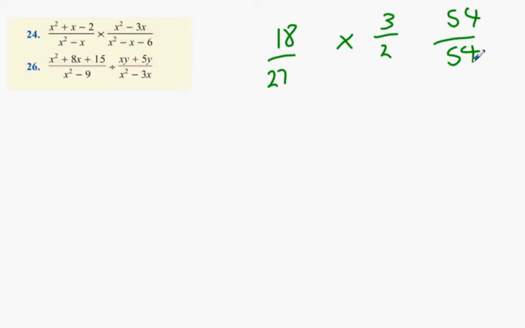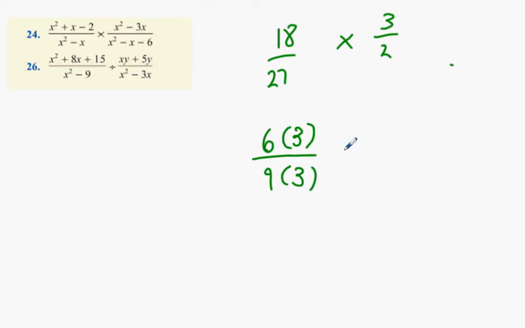Now, what we're going to do is something different, guys. We're going to make sure everything's fully factorized. So when we look at the 18, we can turn 18 into 6 multiplied by 3. We can turn the 27 into 3 by 9, or 9 by 3. Now look at this. What can I cancel here? I can cancel that 3 with that 3.